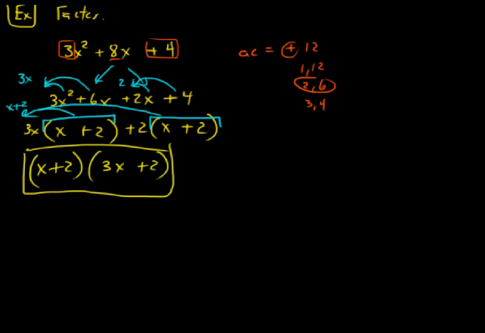And I could do a quick check if you wanted. And usually if you do a check, I recommend you just check the OI of FOIL, so the outsides and the insides. So x times 2 is 2x, 2 times 3x is 6x, and those add up to be 8x. And is that the same as my original B term? And yes, it in fact is. So that's a good problem right there.